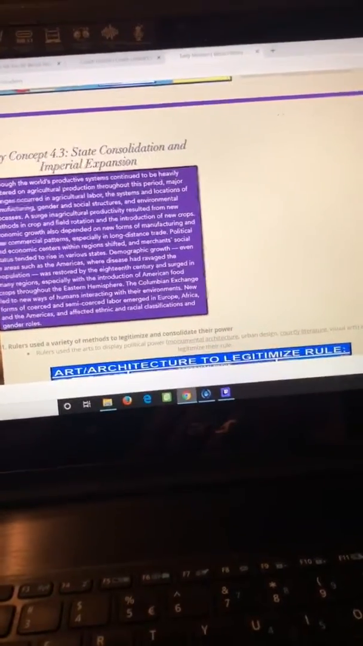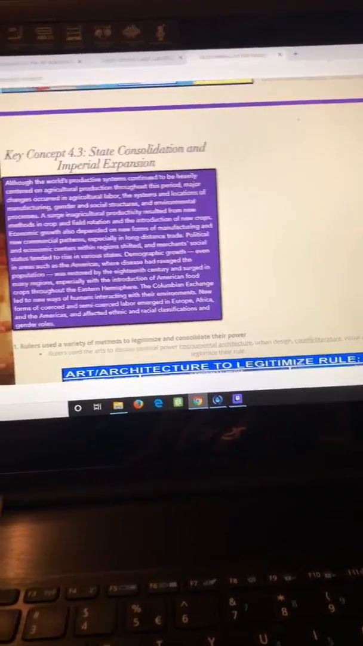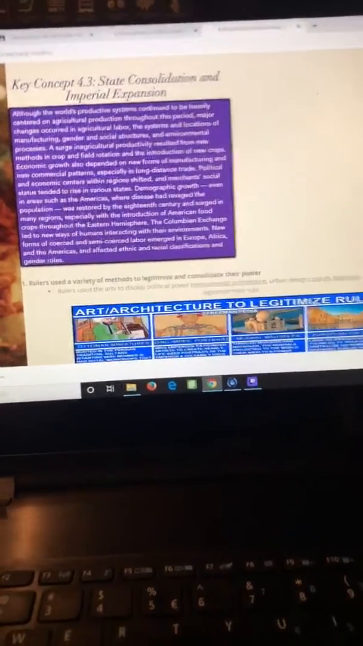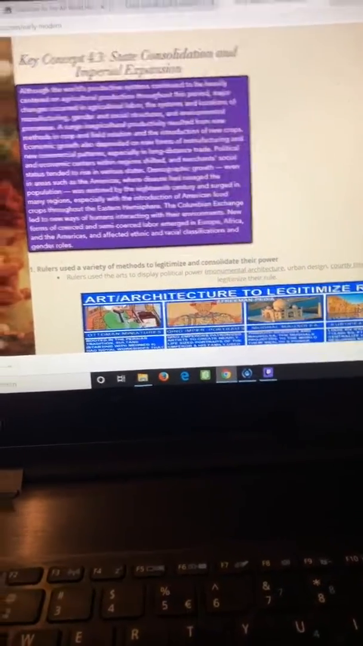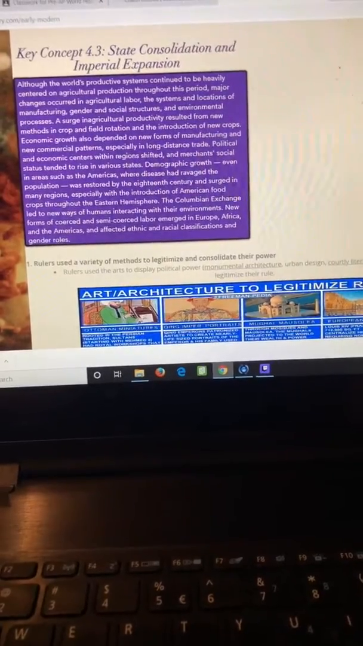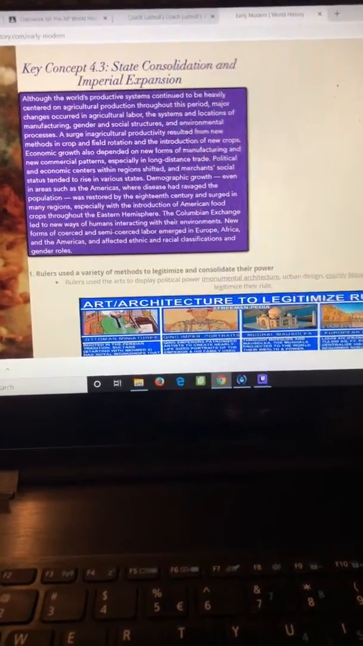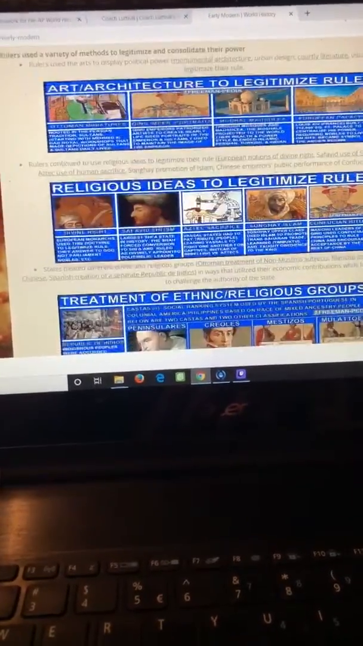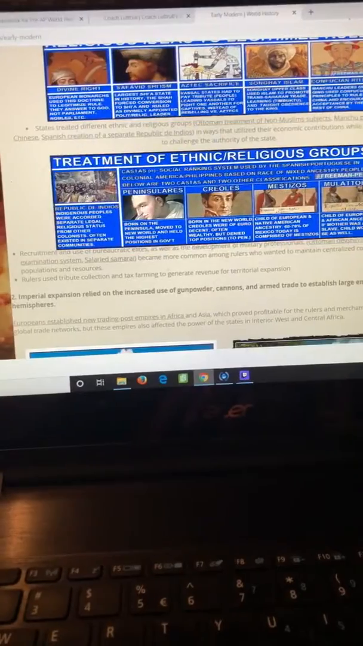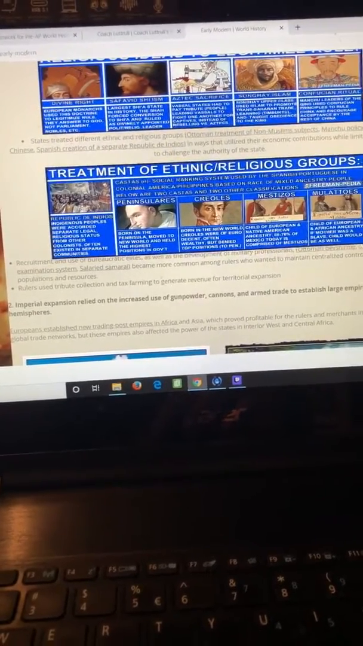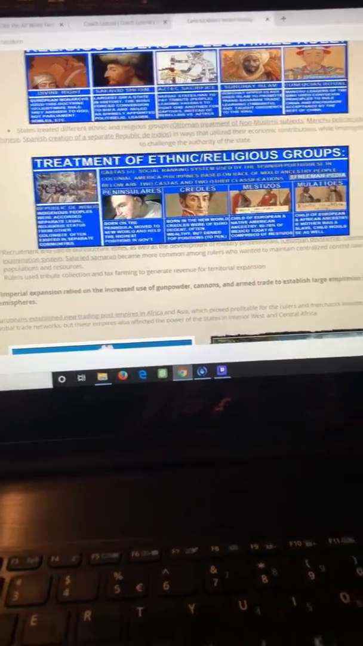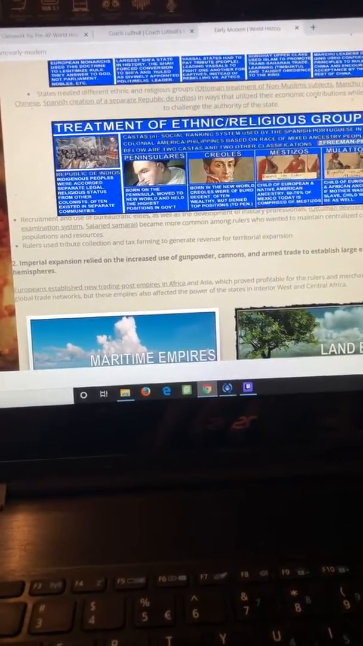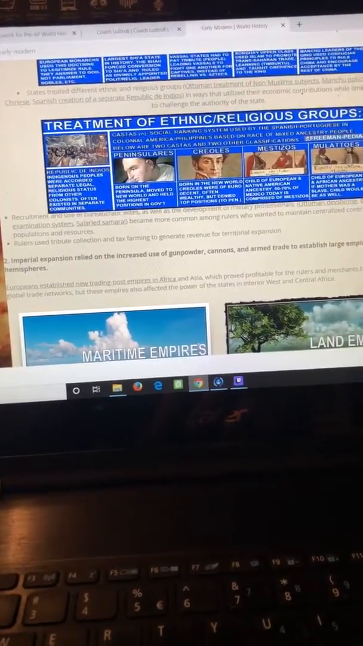Key concept 4-3. We're looking at the state consolidations and imperial expansion. Now, what's going to happen during this time is these European states that we mentioned before the break are really going to start forming and really start to become legitimate powers in the world. And so we're going to look at how they're going to be able to do this, how they're going to be able to rule the way they rule, and how they treat people. And we're going to find out that people aren't always treated right. And we know what happens when people aren't treated well. We see rebellions and riots and revolutions. Okay, so we're getting really close to that time period in history.